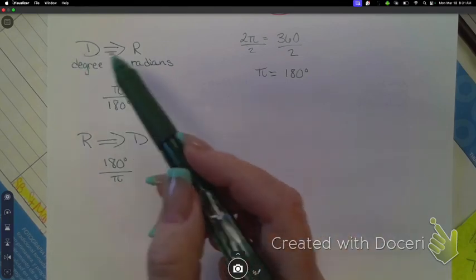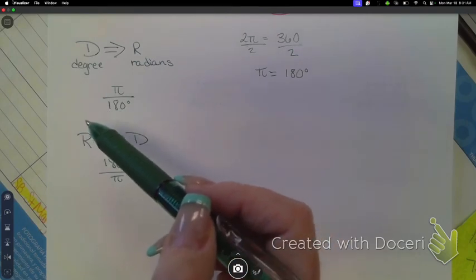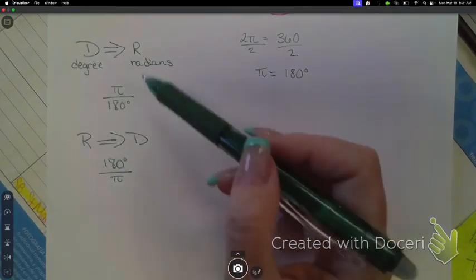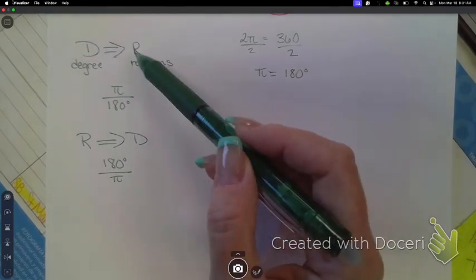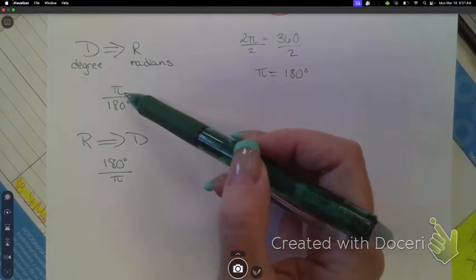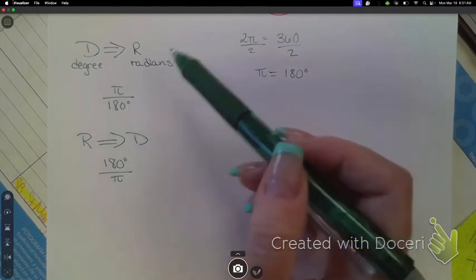Now we need to stop and think about it. Not all radian measures have a pi in them that you can see, but there is a pi that could be mathematically worked out. Does that make sense?